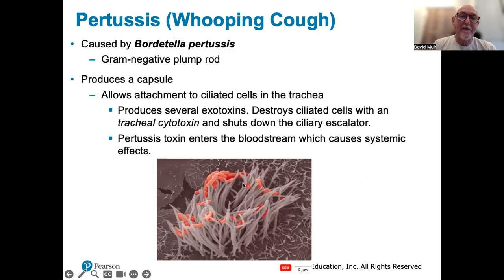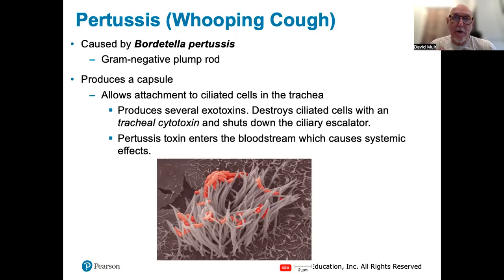It has a particular affinity for the cilia in the bronchi, to which it attaches. Here they are here. These are the cilia, and the red cells here is Bordetella. They're attached to the cilia, and they produce a tracheal cytotoxin. These cytotoxins have various effects. First of all, they begin to kill off the cilia. They stop their motion, and they shut down the ciliary escalator. And the other toxin enters the bloodstream and actually causes systemic effects. So it is a multi-effect that results from pertussis.